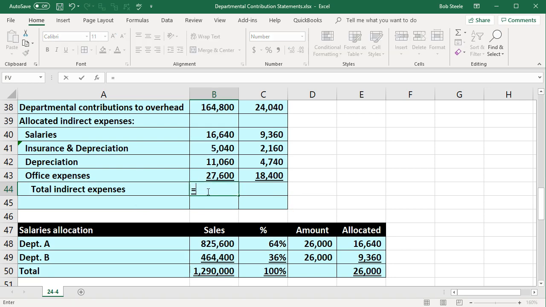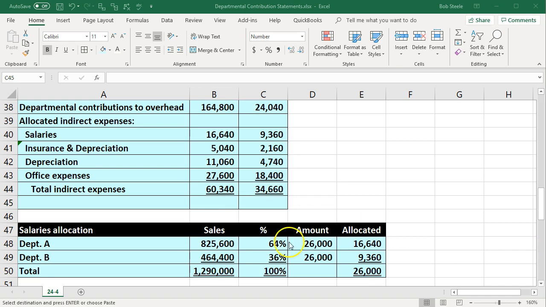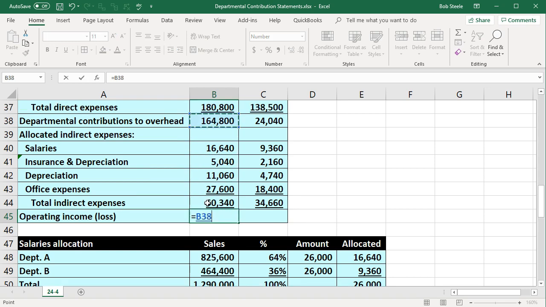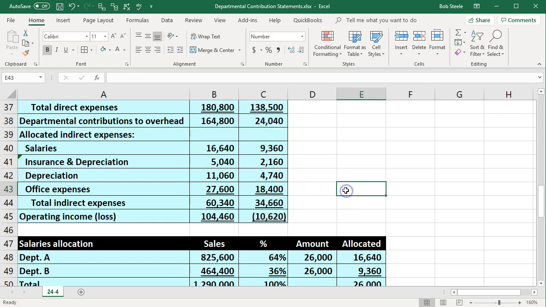If we sum that up, there we have the totals for our two departments, and that'll give us our operating income, which is going to be equal to the contributions to overhead minus the total indirect expenses. Do that on both sides for the two departments. So there we have it.